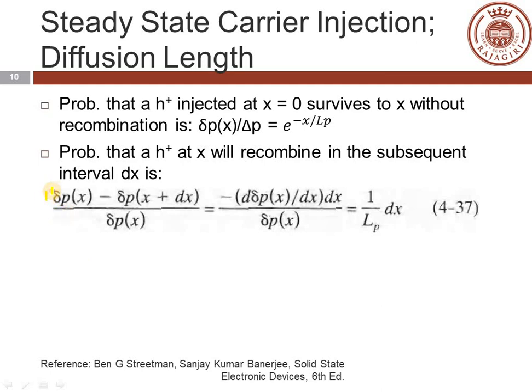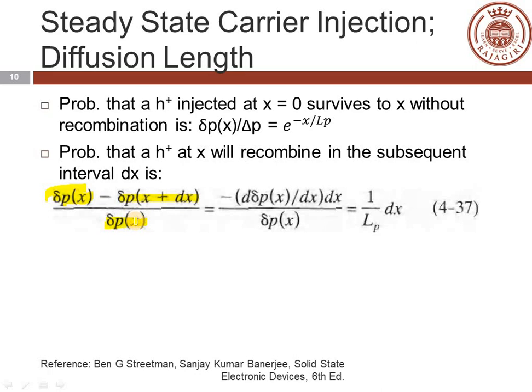First, consider the LHS part, that is holes at point x minus holes at point x plus dx, that is in the subsequent interval dx, divided by holes at initial point, and that is x. So we need to find the probability of holes that have recombined in the interval dx after x. So holes at point x minus holes at point x plus dx by holes at point x.